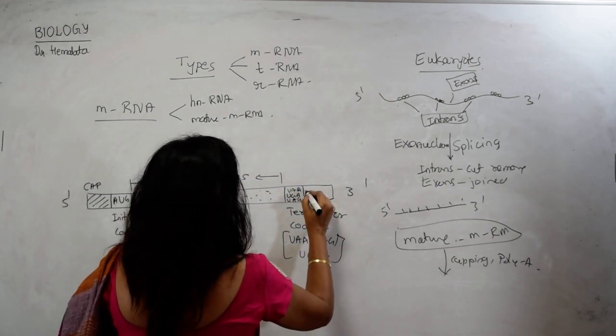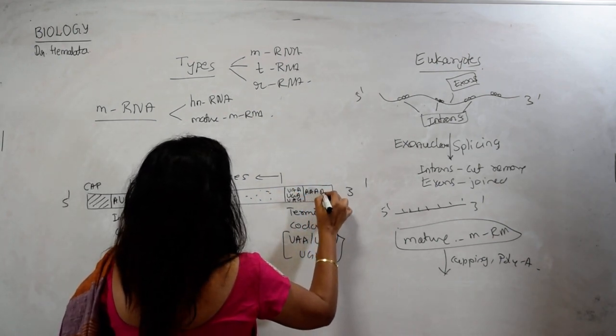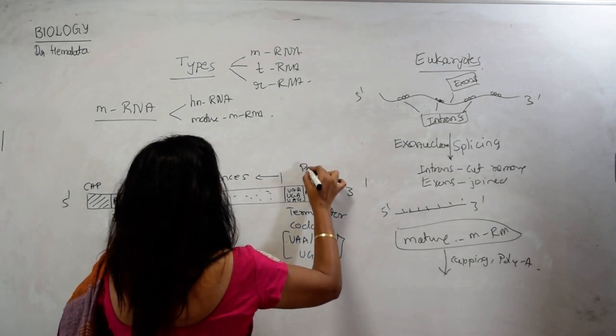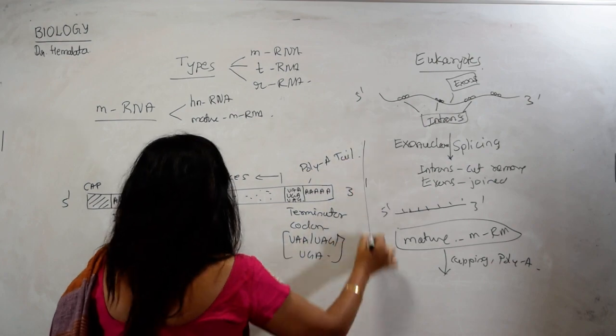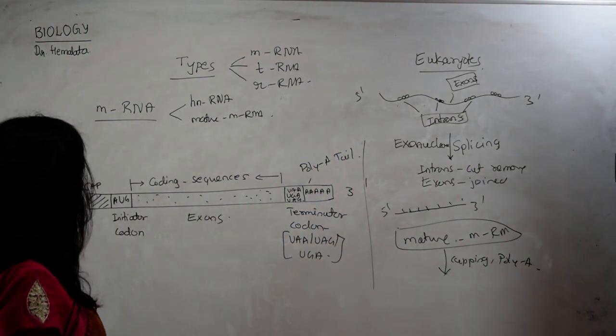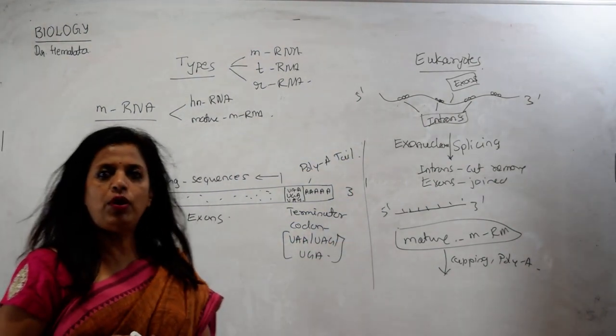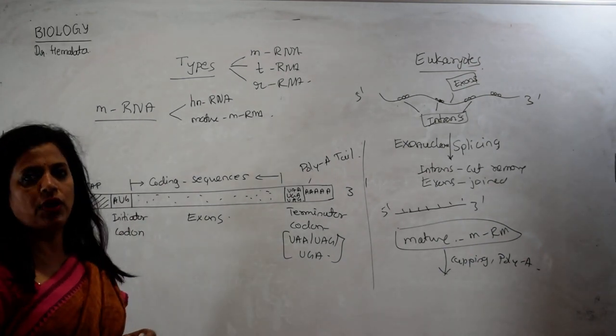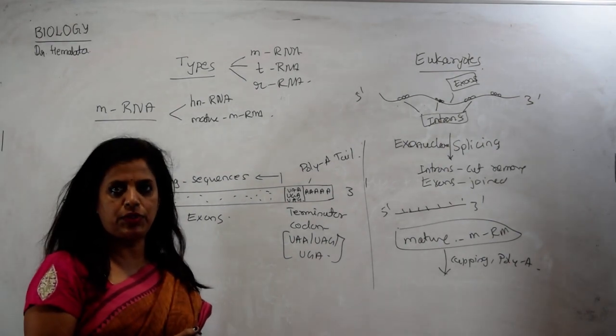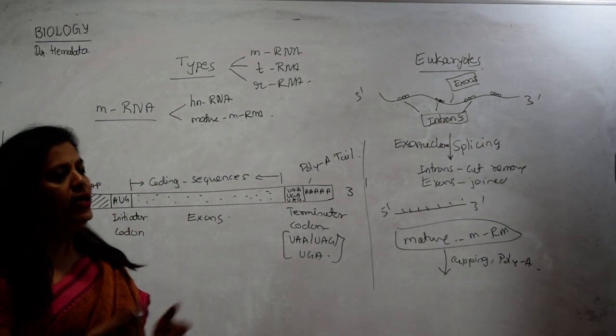At the end you get multiple A's. We call this the poly-A tail. So this is the structure of mRNA, which may be given in the board exam as a 2 or 3 mark question. Otherwise, explanation with the drawing will be a 4 or 5 mark question. So now, what next do you have to write?